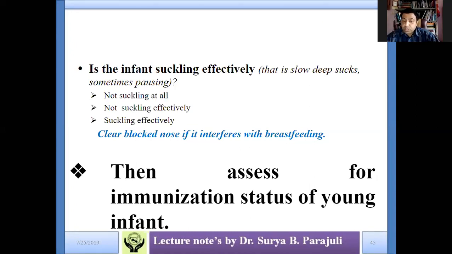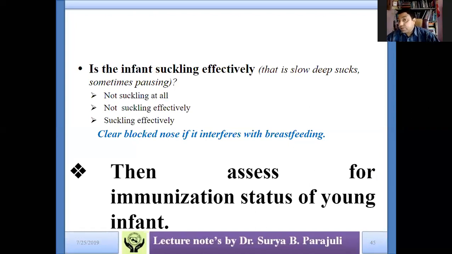Sometimes you need to check for a blocked nose. Sometimes it interferes with breastfeeding. Sometimes you need to check for cleft lip and cleft palate or oral thrush, which hampers suckling. So you need to be wise enough before giving your conclusion, summary, or diagnosis.